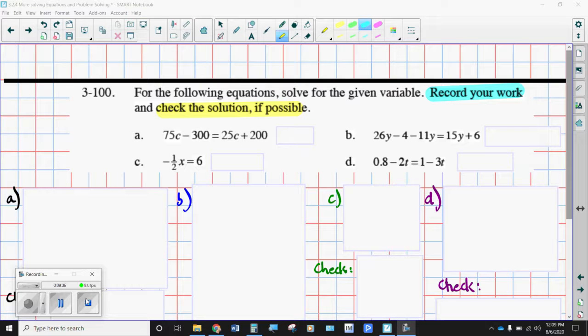This should take you anywhere from 5 minutes to 20-some minutes, depending on how fast you write, your proficiency, understanding how all this works. Do your best.